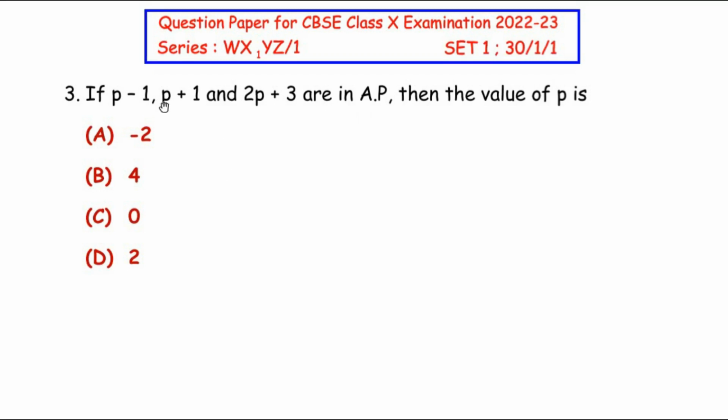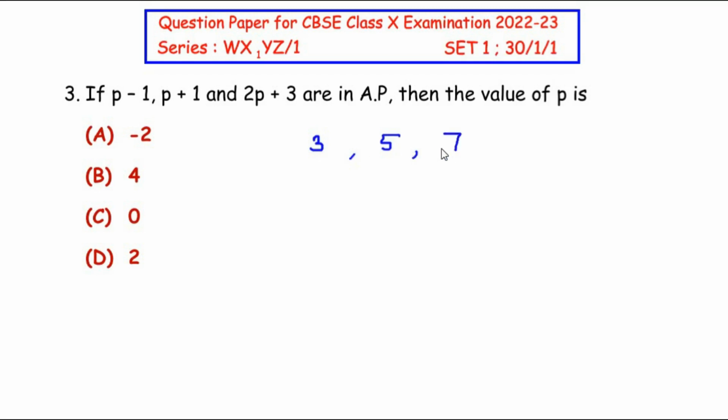If p minus 1, p plus 1 and 2p plus 3 are in arithmetic progression, then the value of p is. Now since these are 3 terms in arithmetic progression, their common difference has to be the same. For example, compare this sequence with the given one, that is 3, 5 and 7.